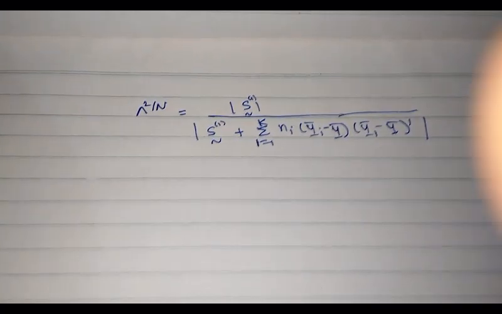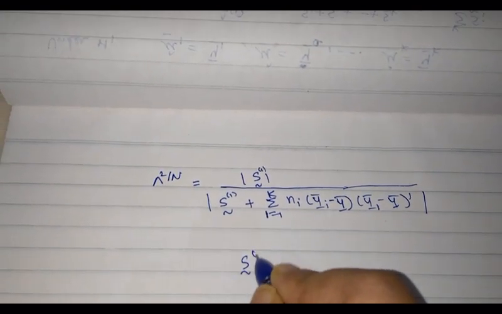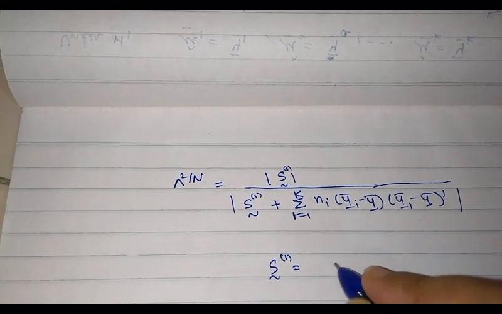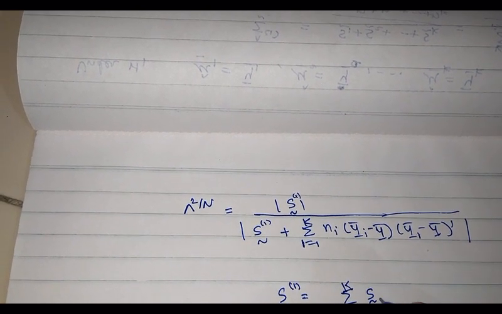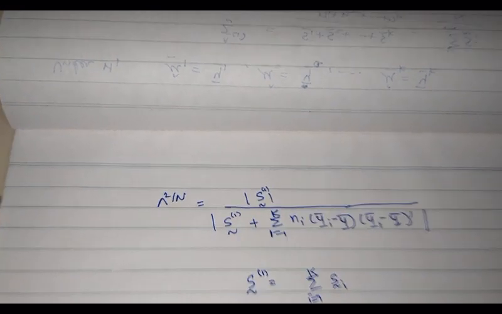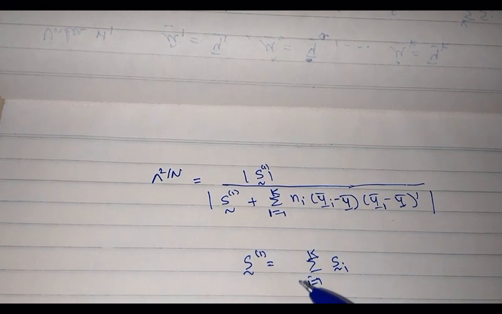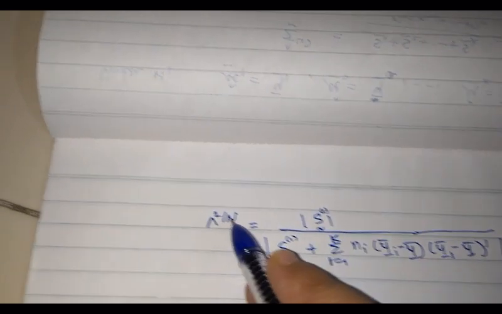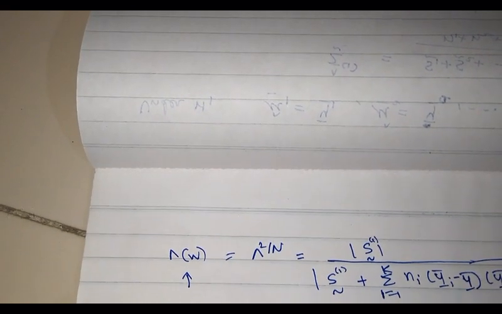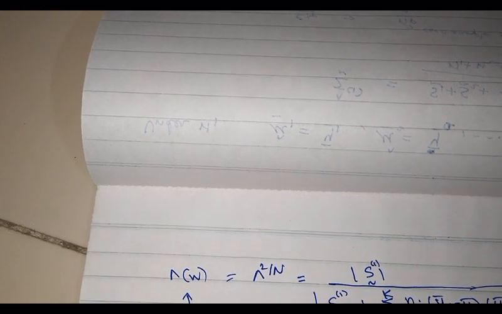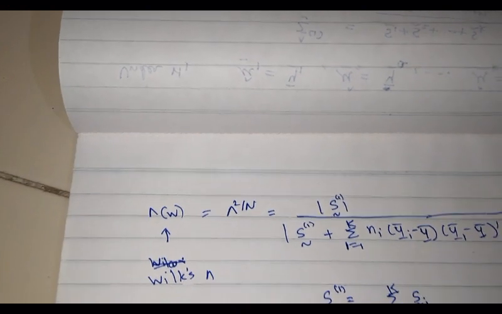So what I get is lambda raised to 2 by n as this, where S1 is like S under the alternative, that is, the summation over i going from 1 to k of Si, the sum of the individual Sis. This is what we get. And lambda raised to 2 by n is also called Wilks lambda. Sorry, not Wilcoxon; Wilcoxon is your test. Wilks lambda.